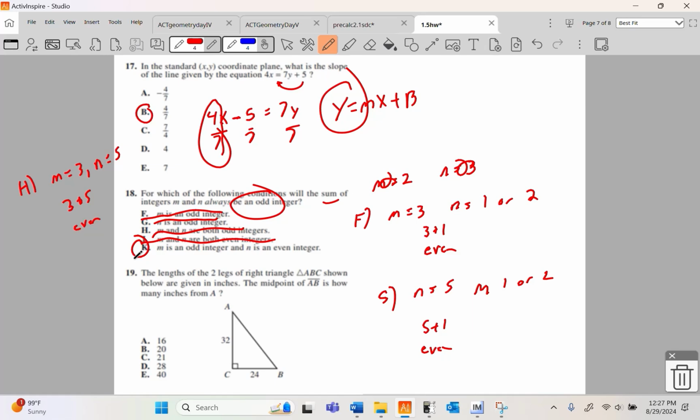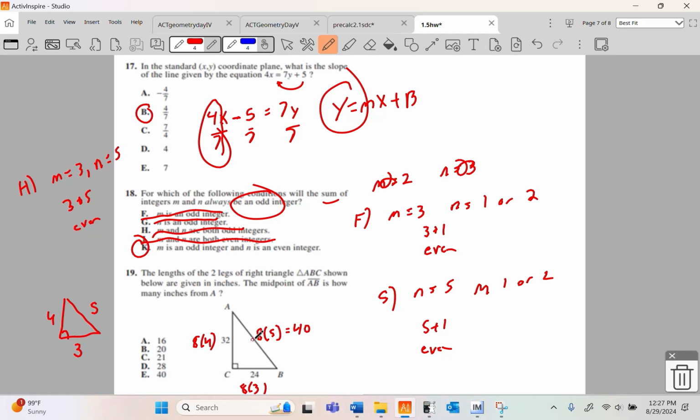This looks like a special right triangle. I know everybody tells me how much they hated geometry. Hopefully you learn that pattern right there. If not, we're going to have to do Pythagorean theorem. I don't want to. But I know that 8 times 3 is 24. I know 8 times 4 is 32. So this must be 8 times 5, which is 40.